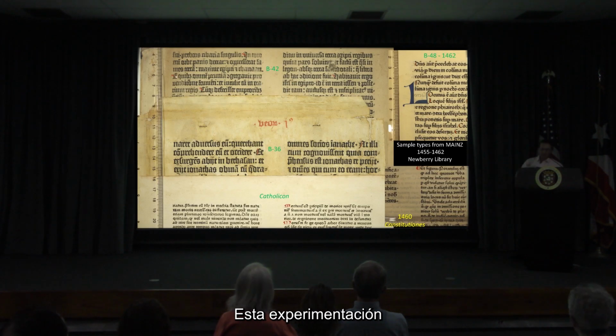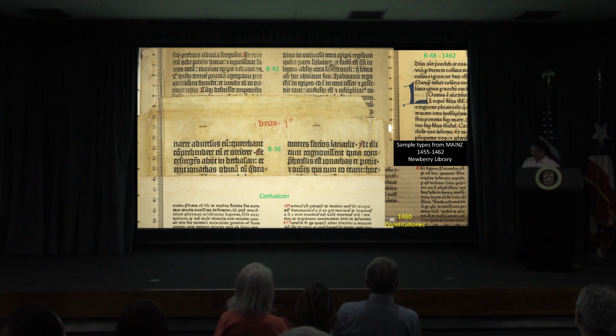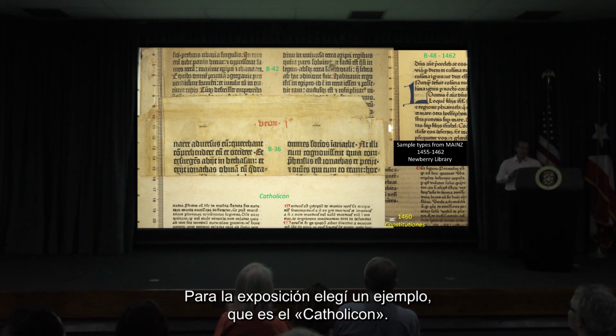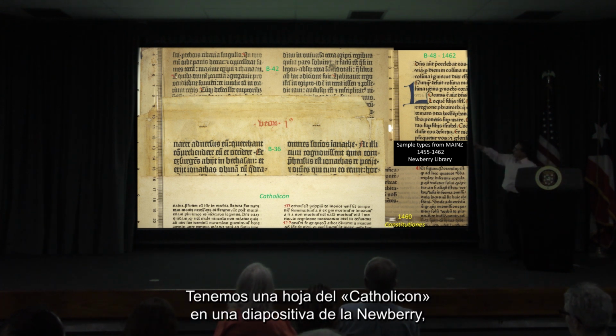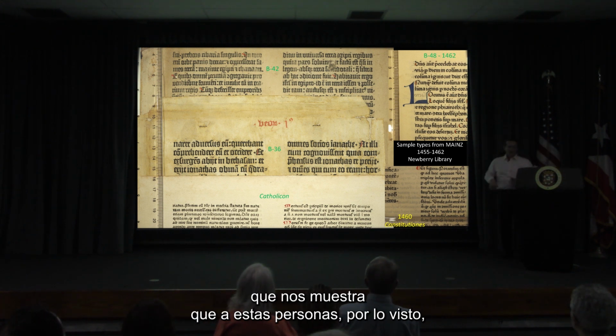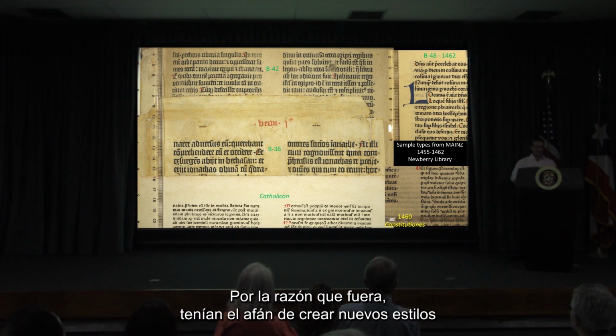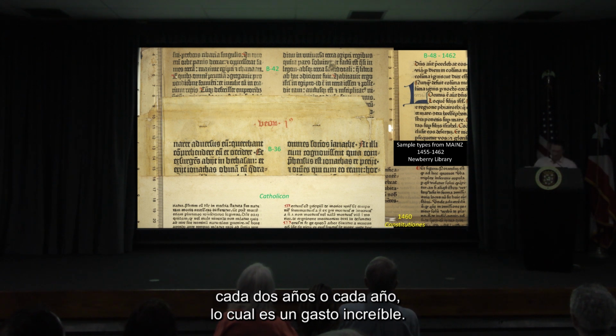But this experimentation continued into the 1460s, and I chose for the exhibition one example, which is the Catholicon. We have a leaf of the Catholicon, and here just a slide from the Newbery that shows you these people seem not to like to repeat typefaces. For whatever reason, they had the itch of creating typefaces every other year or every year, which is an incredible expense.